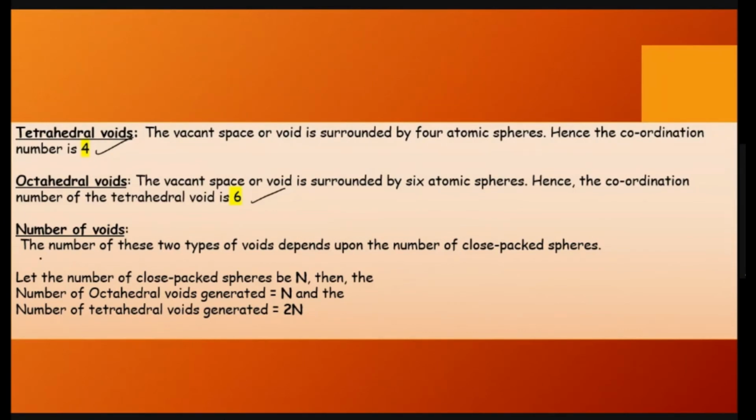Coming to the number of voids. In the arrangement, the number of these 2 types of voids depends upon the number of close packed spheres. Let the number of close packing spheres be N. Then the number of octahedral voids generated will also be equal to N itself. And the number of tetrahedral voids will be double the number of octahedral voids.